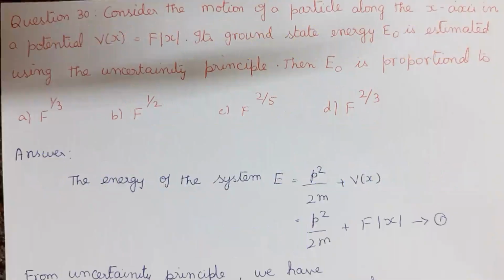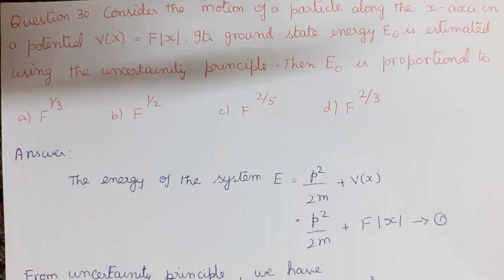Question: consider the motion of a particle along the x-axis in a potential V(x) = F|x|. Its ground state energy E0 is estimated using the uncertainty principle. Then the value of E0 is proportional to: option A, F^(1/3); option B, F^(1/2); option C, F^(2/5); option D, F^(2/3).